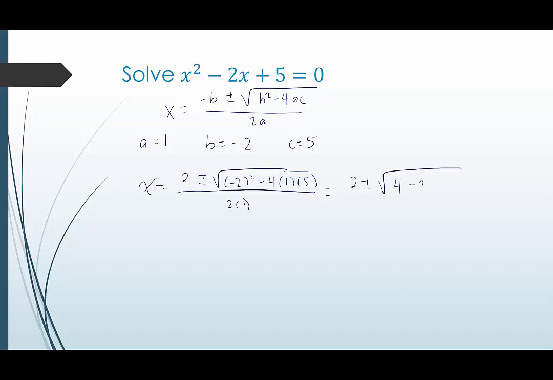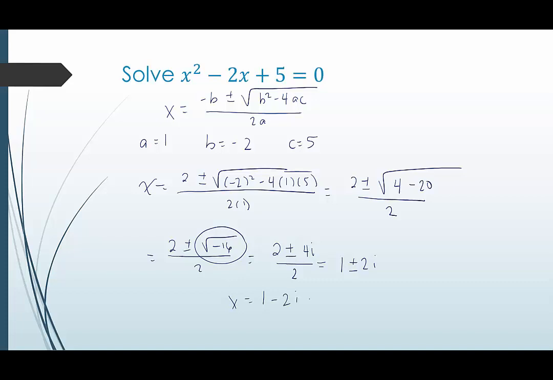And then 4 times 1 times 5 is 20, all divided by 2. Under that radical, it looks like we have negative 16. Look at that. So first of all, when we take the square root of a negative, an i will pop out of the radical. But also we have the square root of 16, which is 4. So we end up with 4i. So we have 2 plus or minus 4i over 2. And all three terms are divisible by 2. That's going to leave me with 1 plus or minus 2i. So I can say my two solutions are 1 minus 2i and 1 plus 2i. And that's what we would do for this example.